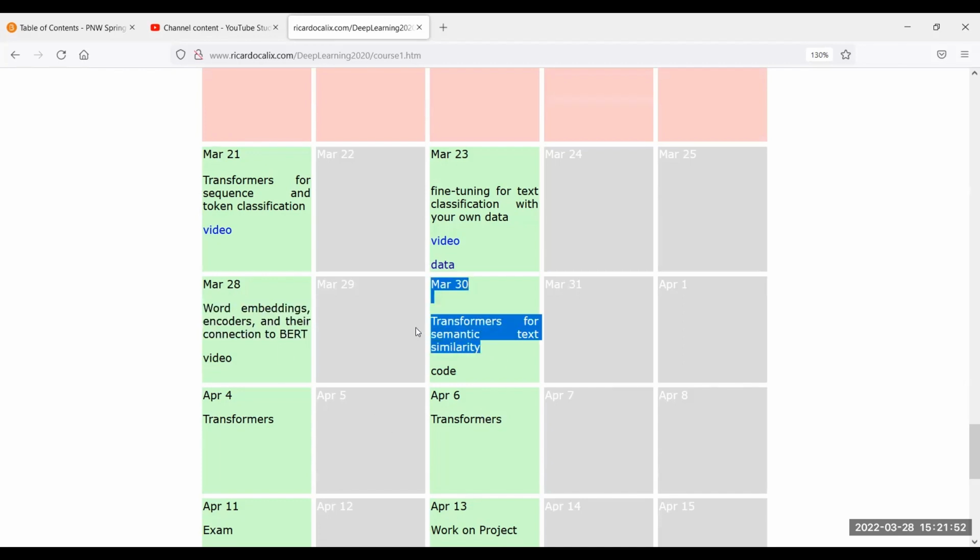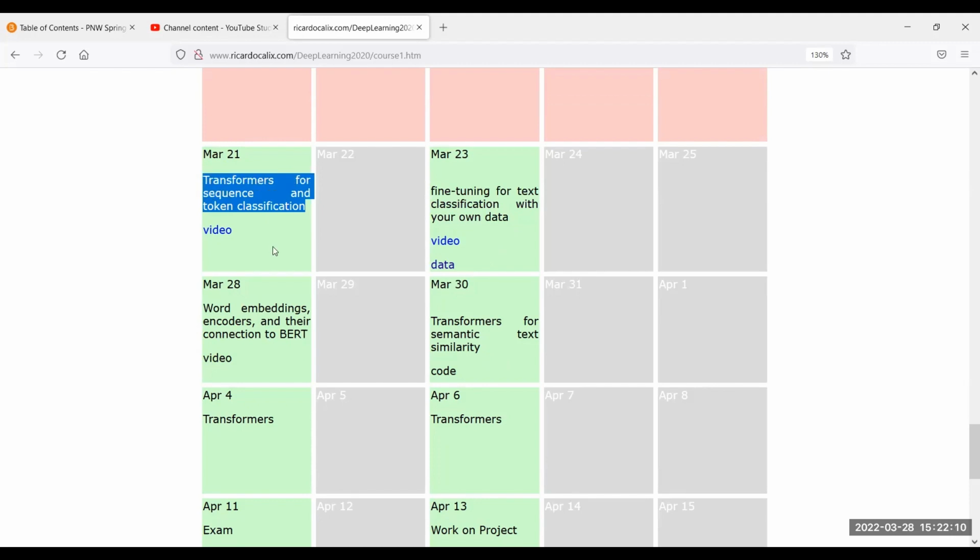The second half would be transformers for semantic text similarity, which is the unsupervised phase 2 or fine tuning, if you want to call it that. And then this is what we covered last week, fine tuning for text classification with your own data. And then here, sequence and token classification. So that's basically where we are.